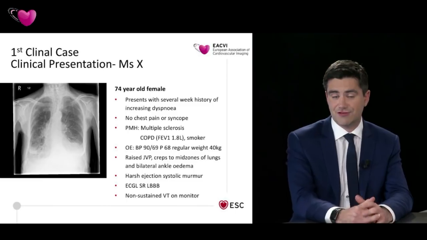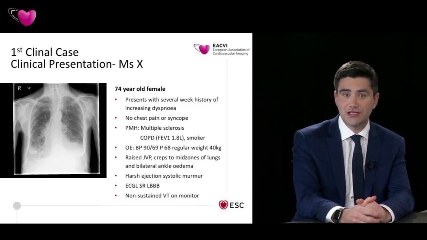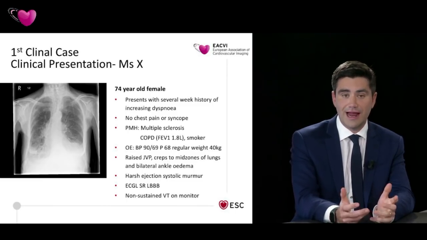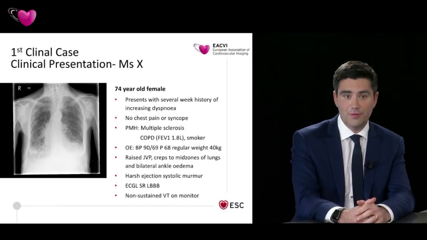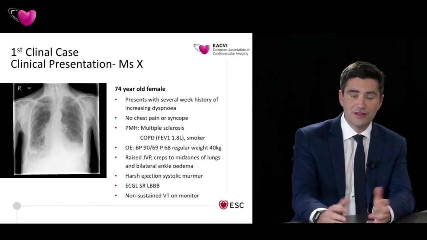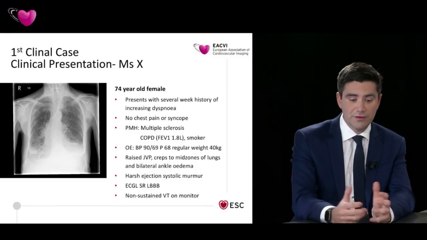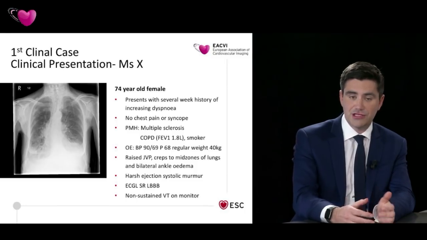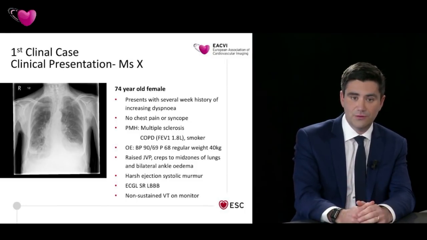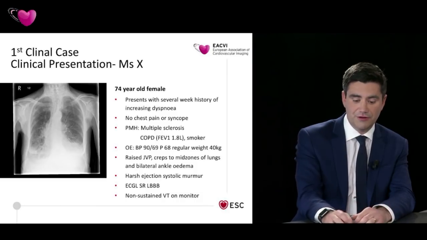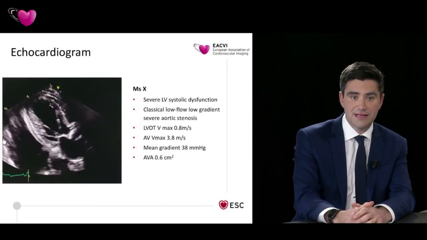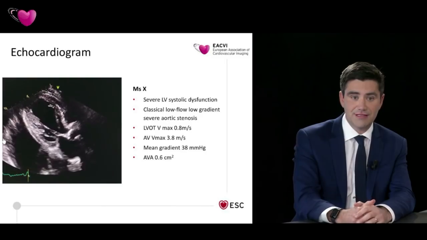And we did a chest X-ray, which is shown up on the screen, and as you can see, there were features of bilateral pleural effusions and pulmonary edema. So the next step, what we do when we're concerned about patients with heart failure, and particularly ones who have a murmur, was to perform an echocardiogram. And this is an image from that echocardiogram, a transthoracic echo.